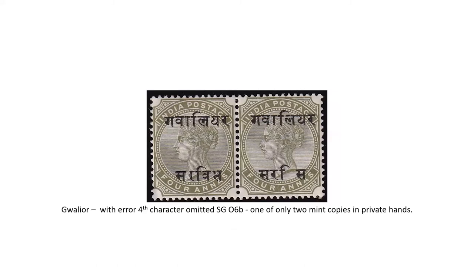The fourth Devanagari character is missing. Believed to be one of two mint copies in private hands. The reason I write down private hands sometimes is because there's another copy in the museum. And in some cases, when it comes to convention states only, there's a possibility that one of these might be in the Queen's collection.